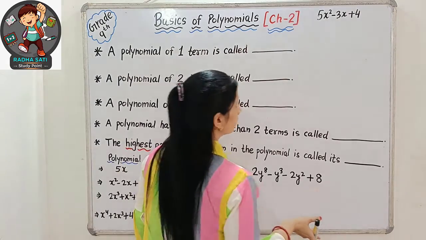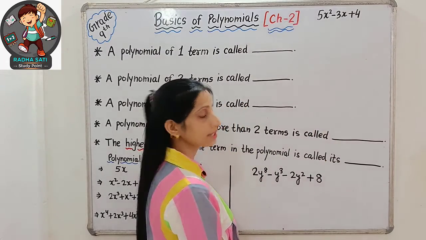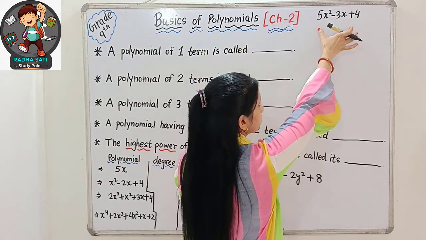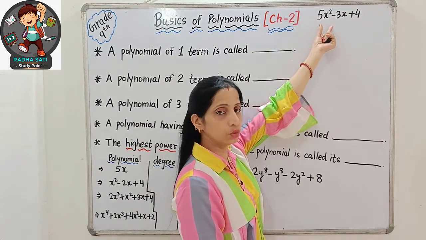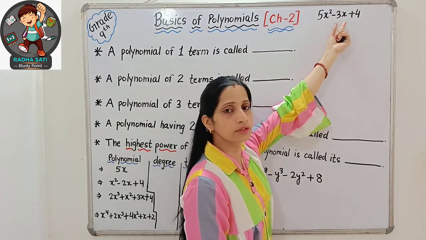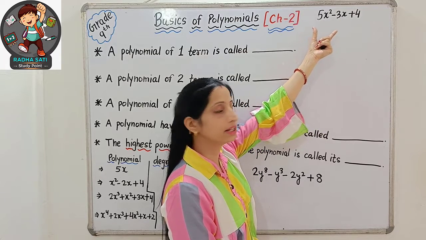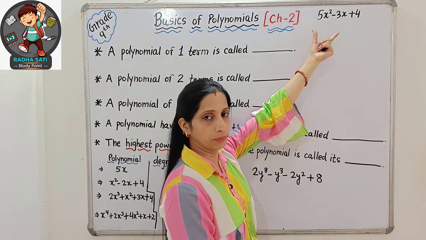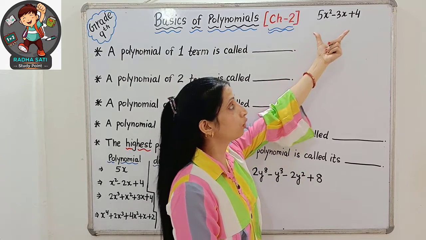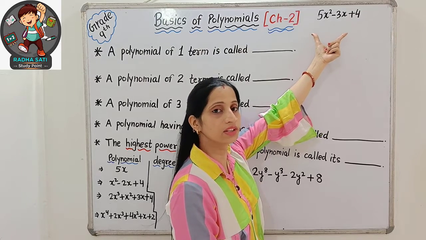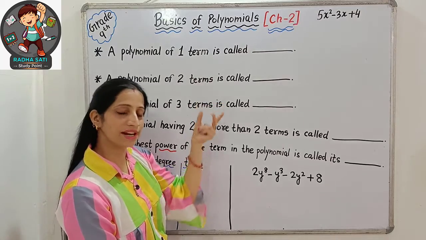For example, let's take this 5x square minus 3x plus 4. So in this you can see that the power of x is 2. Here the power of x is 1. So the powers are positive. Hence it will be a polynomial. Now we will cover some other things, that what we will call to this polynomial when it is having 3 terms, what we will call when it is having 1 term, 2 term and so on.